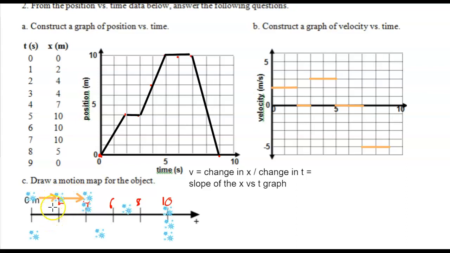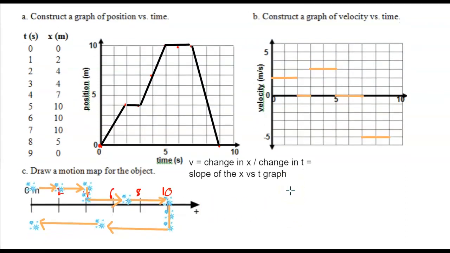That's the first 2 seconds. Then it stays, and then it moves again. And it's going faster because the space between the snowflakes got bigger. Then this is all staying at the same location. Then it moves to the left, and it's going the fastest, coming back to the left for the last 2 seconds of the motion from 7 to 9. So that is all expressed in this graph.